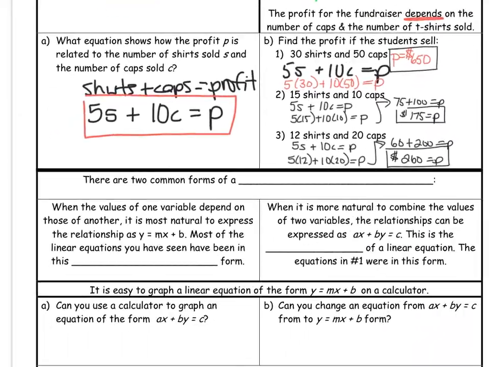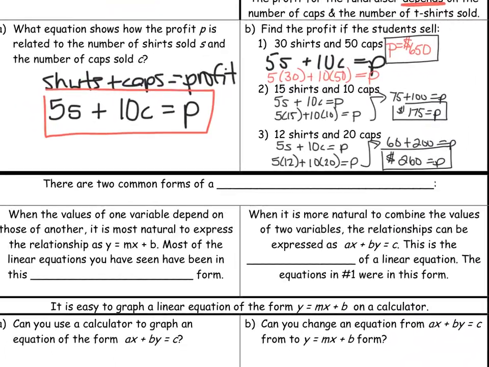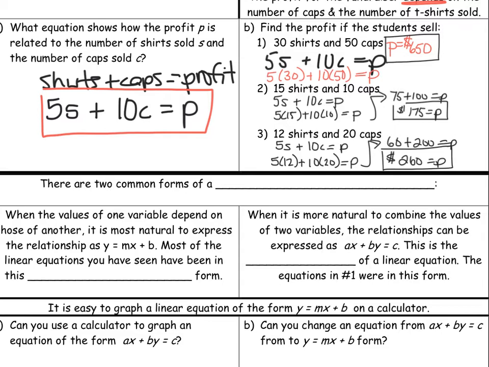Okay, so there's two common forms of a linear equation, and the form that we've been using the past week is y equals mx plus b, but this is another form of a linear equation. We have two variables, s and c, so we can figure out what our profit is. So there's two forms of a linear equation.